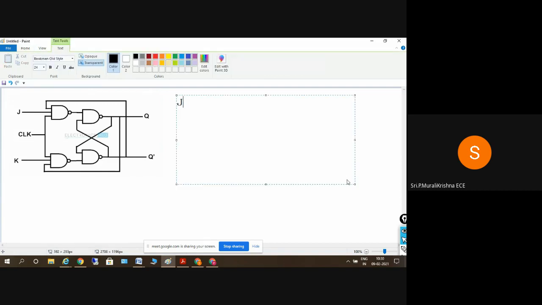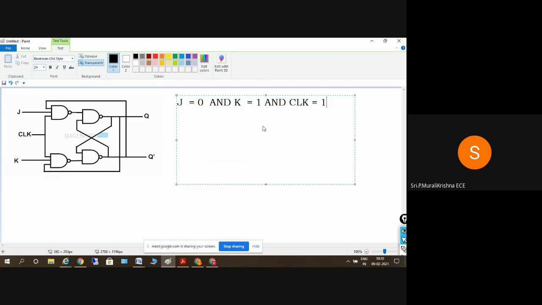Next one is J is equal to 0 and K is equal to 1. The first case is fine, and we'll take the second case. So clock is equal to 1. The clock is equal to 1 here.